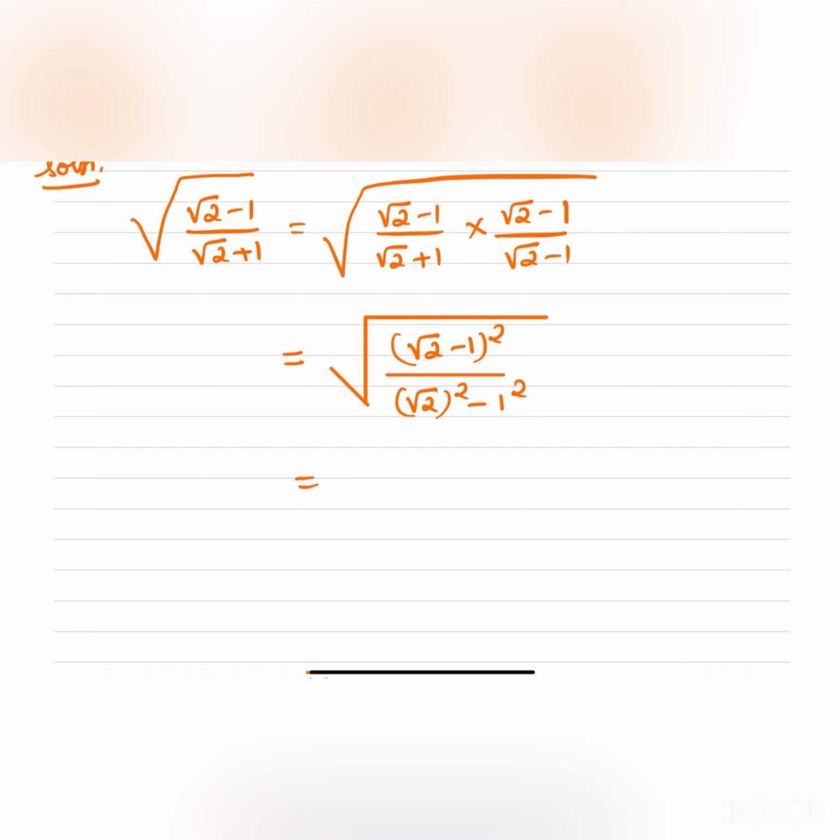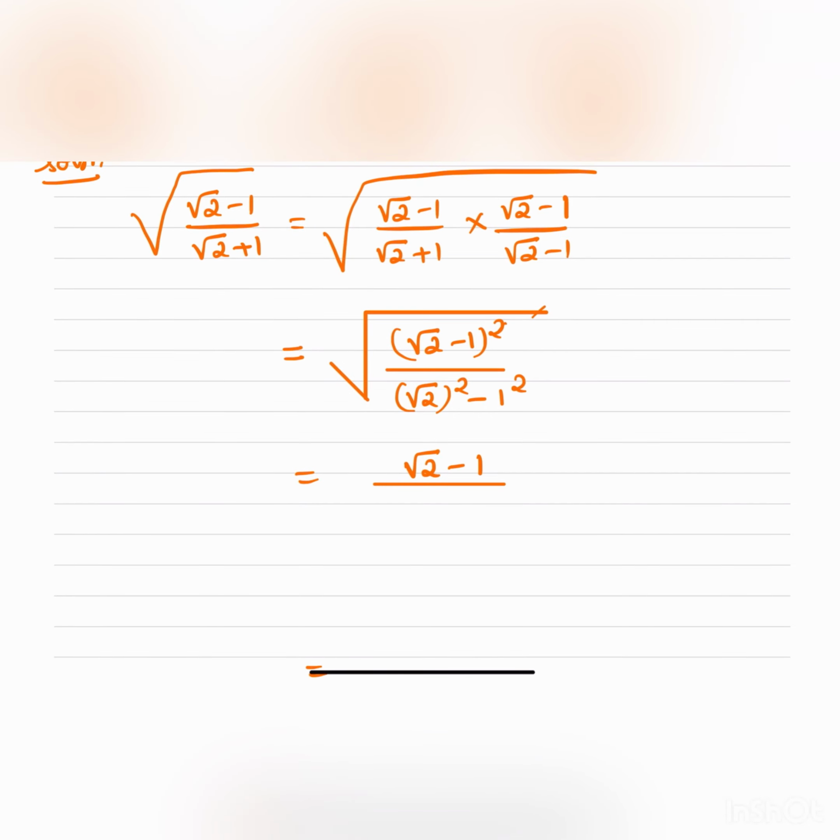And now if we take out the square root of the numerator, we are going to get root 2 minus 1, right? The square and the square root will cancel. So root 2 minus 1. And the denominator, root 2 whole square is 2 minus 1, let us write down the square root of this. And this will be root 2 minus 1 by 1, square root of 1. Square root of 1 is 1 itself, right?